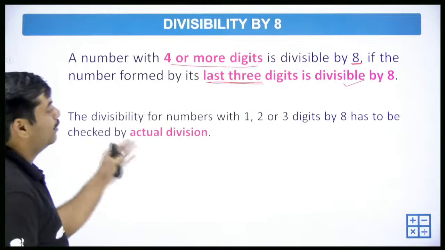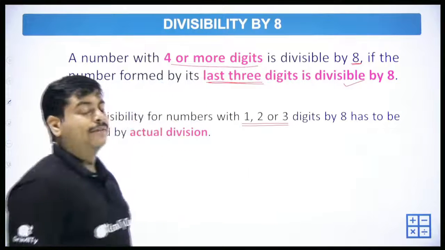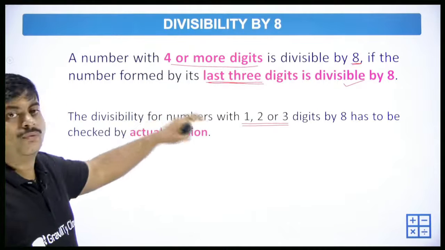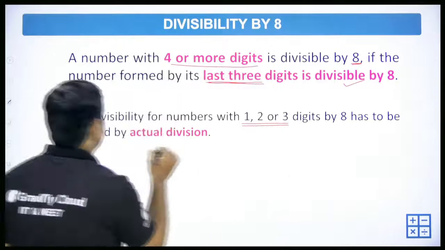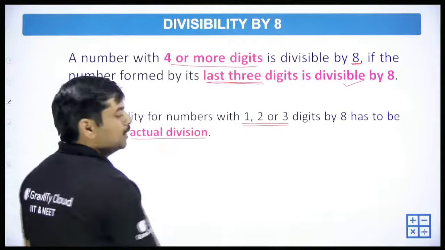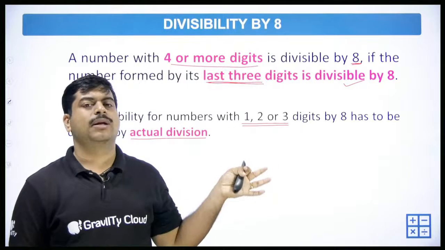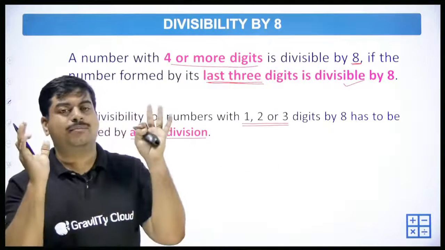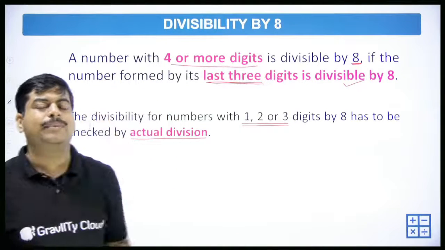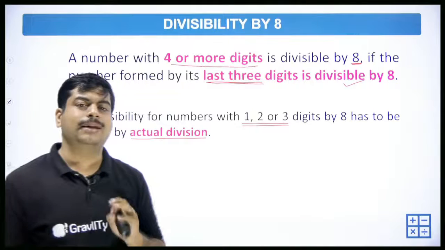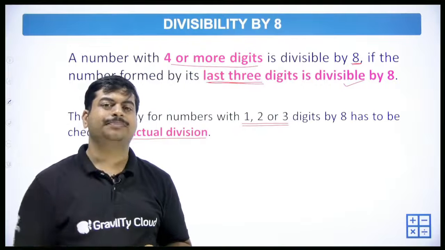The divisibility of numbers with 1, 2, or 3 digits by 8 has to be checked by actual division. For example, if it is a 3-digit number, we need to do normal division. But if it has 4 or more digits, we can simply check the last 3 digits. That means whatever number you have, the last 3 digits are very important.